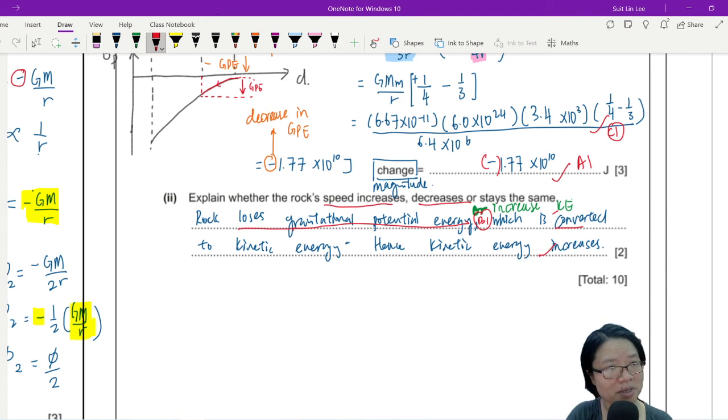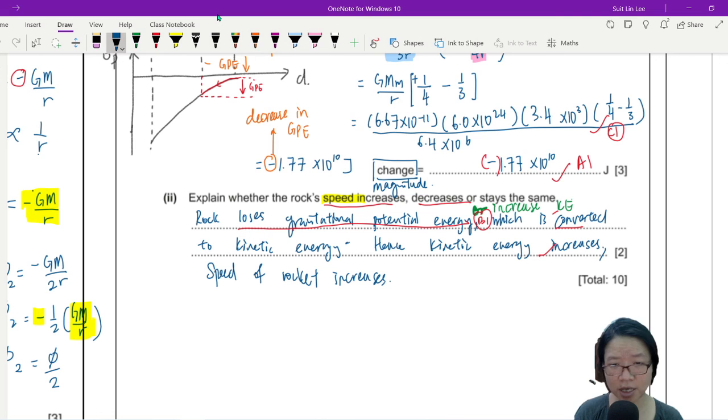I didn't answer the speed part, my bad. So hence kinetic energy increases. Speed of rocket increases. So the mark we are looking for is either you mention loses GPE or increase KE. Then the final one would be speed of rocket increases.